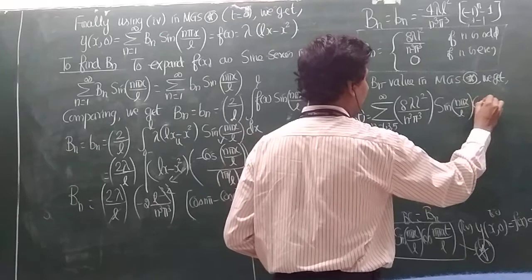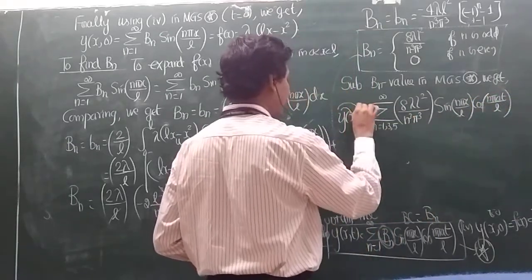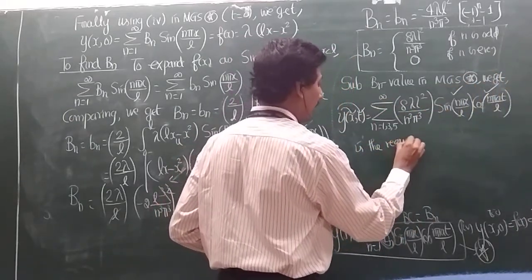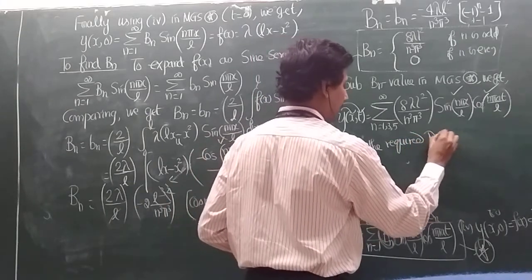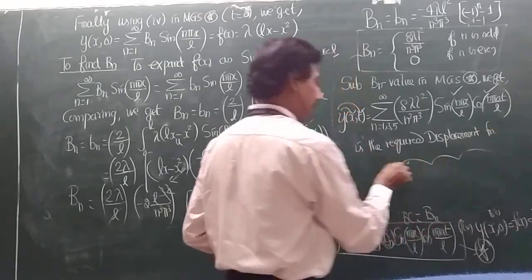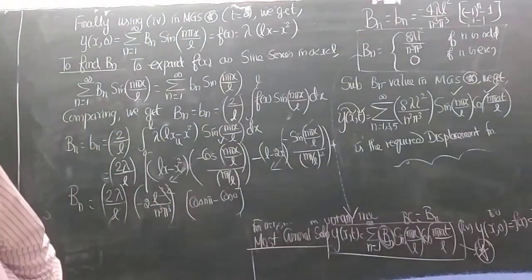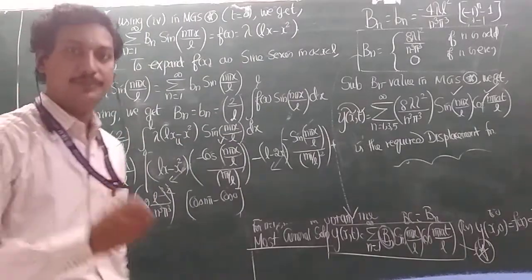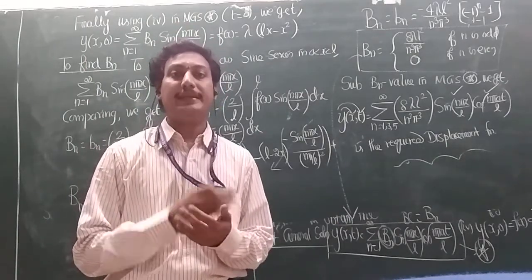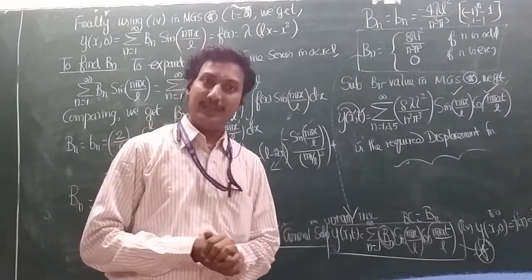into cos n pi at by L. Because y is a function of x and t, this is the x term and this is the t term. This is the required displacement function. So this is the solution for the given one-dimensional wave equation, the string problem with initial velocity 0 and given initial displacement. I hope you understand this.